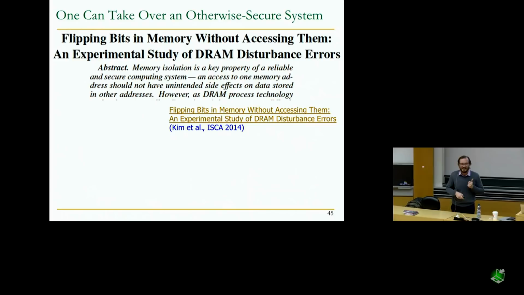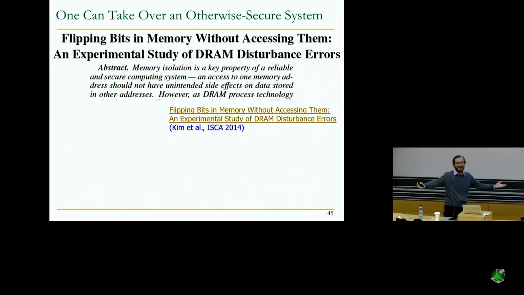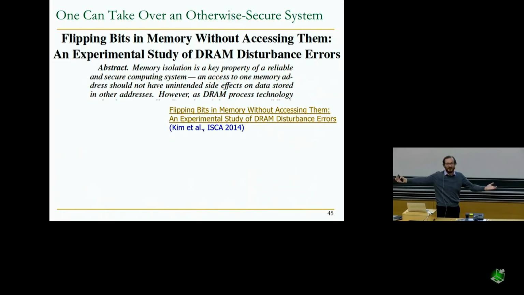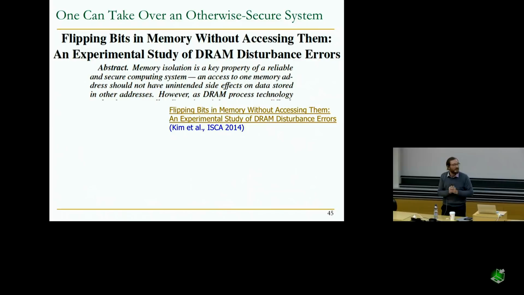Basically, whenever you're reading some memory address, you should really not be touching some other memory address. Whenever you're reading an array many, many times, that should not have any effect on some other address that the array is stored next to, which could be your operating system. Okay, and we said that you could actually devise an attack to take over a system by this.